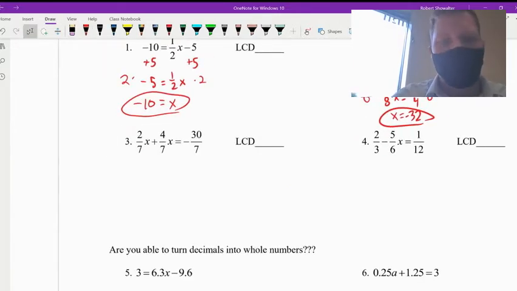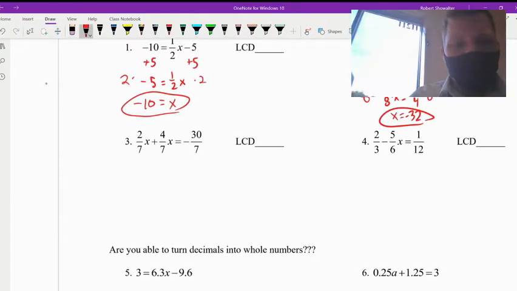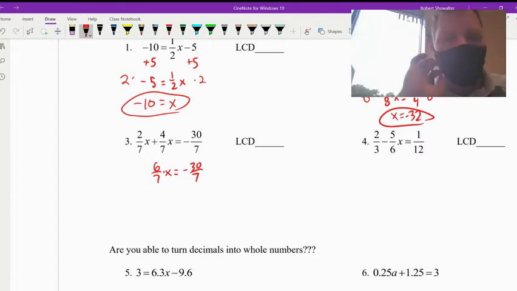When we have here, we have all sevens. We have like terms here. 2/7 plus 4/7 is going to be 6/7 x, -30 over 7. Now what we can do, we have 6/7 times x. We can see that it's divided by 7 and multiply through by that if we want to, or we can actually multiply by the reciprocal of that to get rid of the whole fraction at the same time.